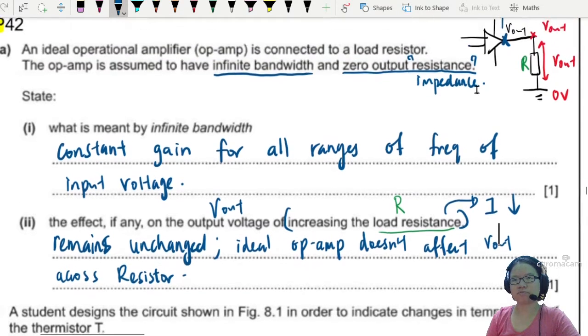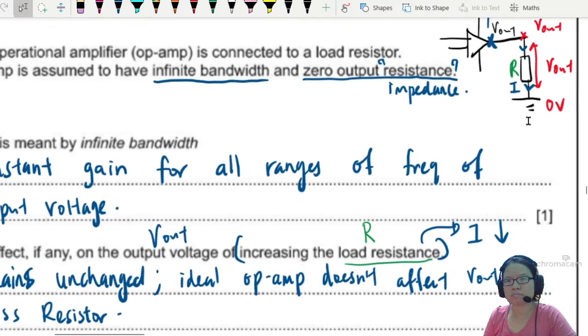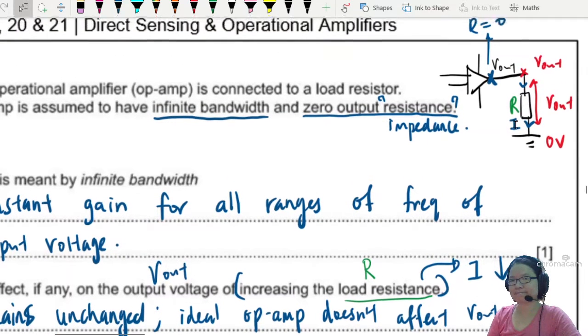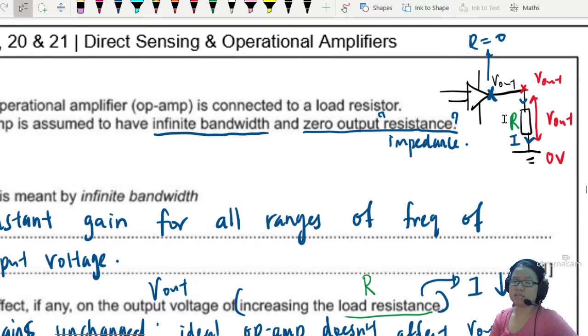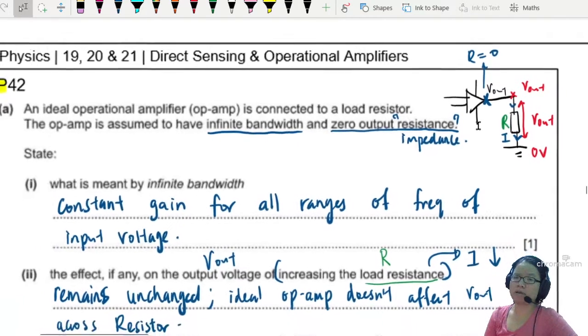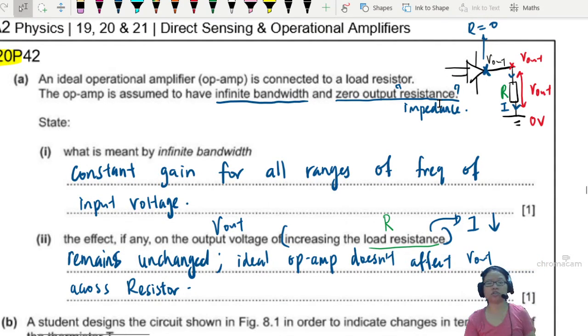So the current that is flowing through here, let's say there's a current, I don't know whether V out is positive or negative, let's say it's positive. So this value of I will become smaller. This value of I will become smaller. We'll later do an example about this. But you know, changing this R will not change the V out.